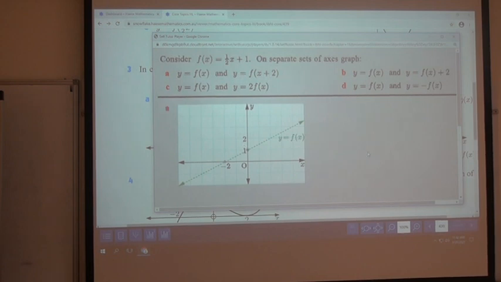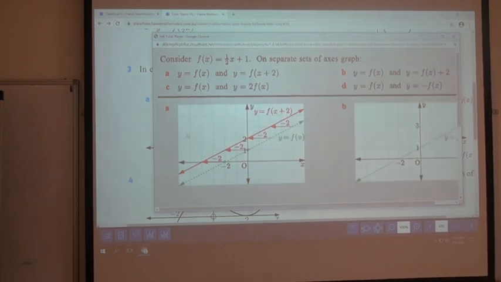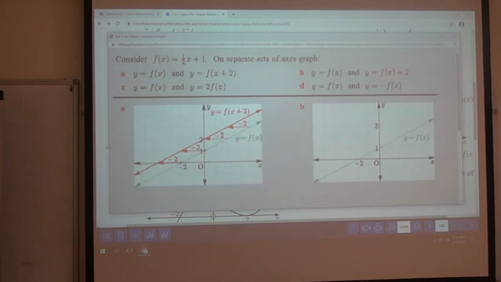In part A, the transformation has the form f of x minus b, so it is a horizontal translation. b equals minus 2, so we translate every point on the line 2 units to the left. In part B, the transformation has the form f of x plus a, so it is a vertical translation. a equals 2, so we translate every point on the line 2 units upwards.